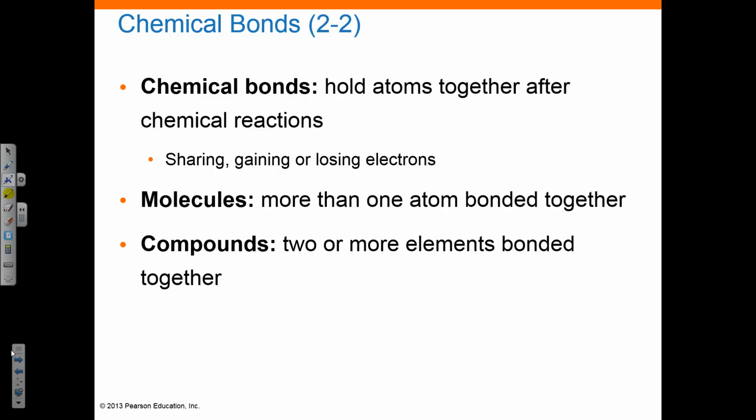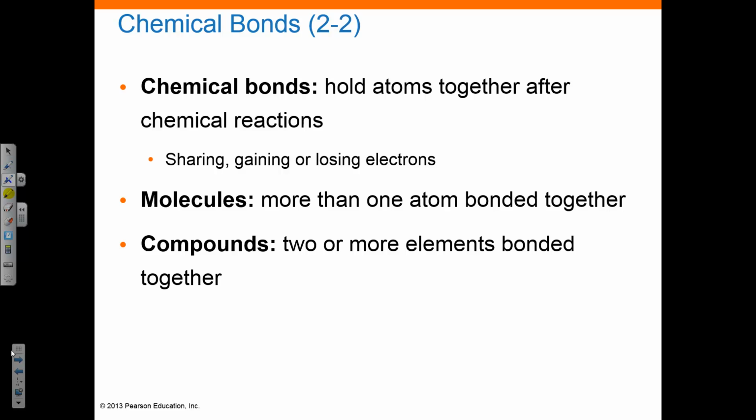Atoms will often react with other atoms and form what are known as chemical bonds. Chemical bonds hold the atom together after the chemical reaction has taken place and are formed by the sharing, gaining, or losing of valence electrons, or outer electrons, the outer electrons in those outer orbital shells.